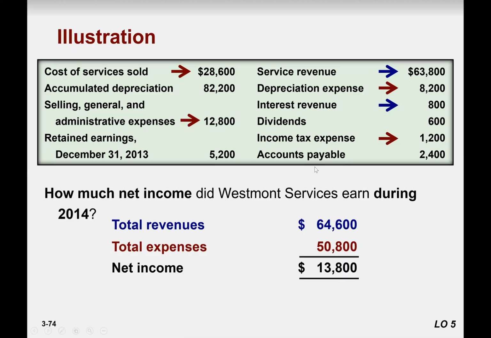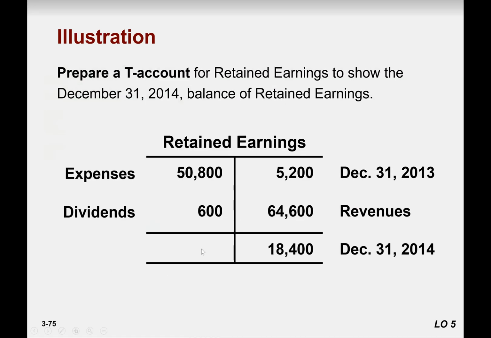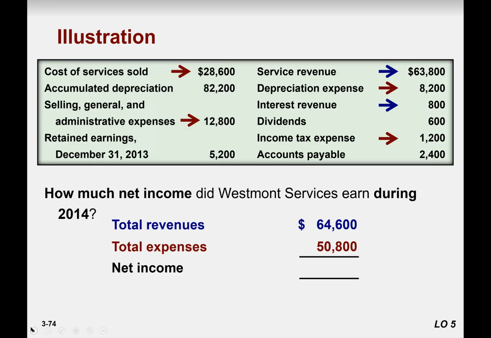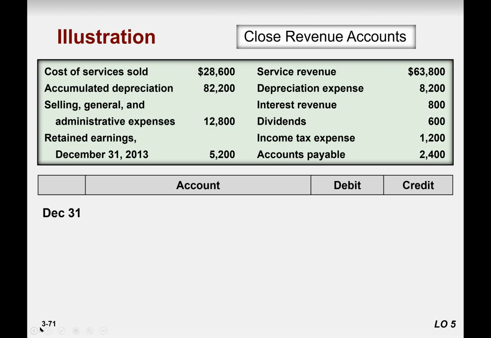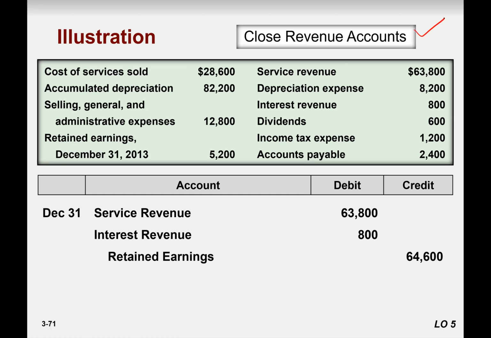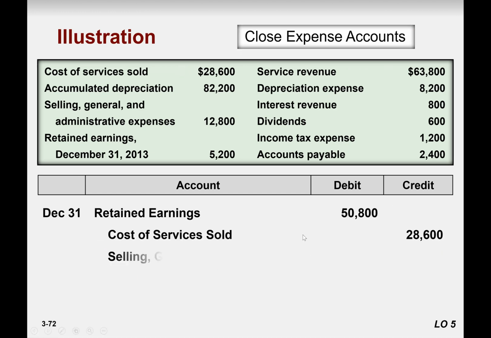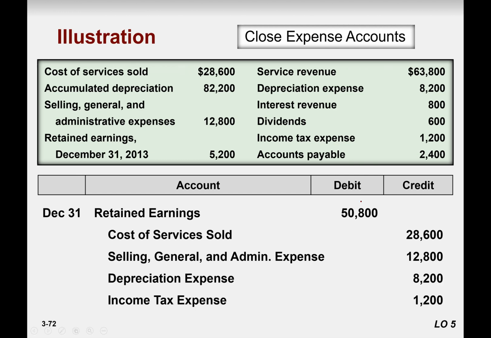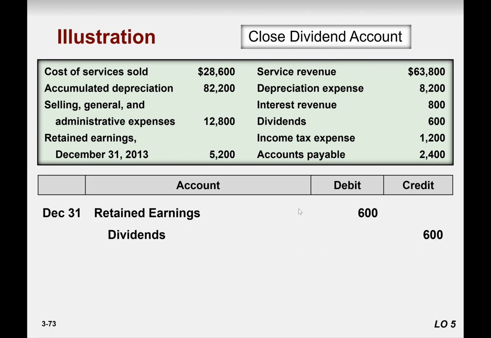Okay, welcome back after a short break. So let's move forward. We have another question which says, prepare T accounts for retained earnings to show the December 31st, 2014 balance of retained earnings. So what you have to do is put in these entries which we just created. When you close down the revenue account, the retained earnings account is credited. When you close down the expenses, the retained earnings account is debited. And when we close down dividend, retained earnings is also debited.